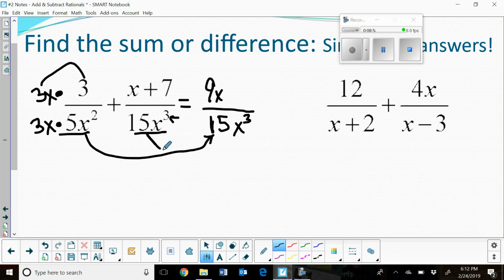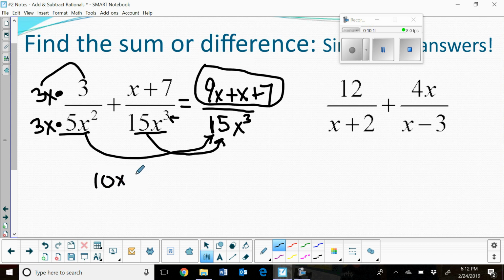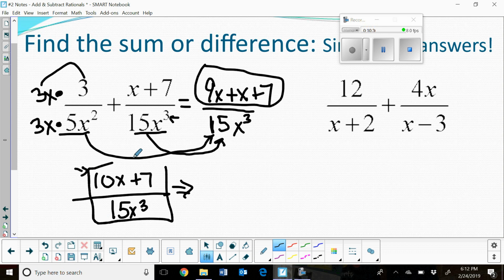And then I look at the second fraction. What do I need to multiply 15x cubed by to get 15x cubed? And the answer is nothing. So I'm just going to bring over my x plus 7. Now I can add my numerators together. So that's going to give me 10x plus 7 all over 15x cubed. Now what I need to do at this point is see, does the numerator factor? Can I find a common factor in 10x plus 7? And the answer is no. So I've finished the problem. I can't reduce it at all. Okay, let's try another one.